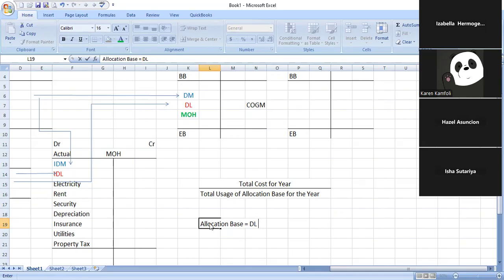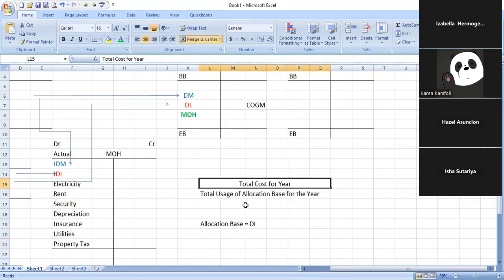Right? For example, in other examples, what can it be, direct material? No, it's not going to be direct material, but it can be kilometers driven. Or it can be the cost of direct material. That will be another example for this. In our case here, we're going to stick with direct labor. We're going to choose the allocation base to be direct labor.